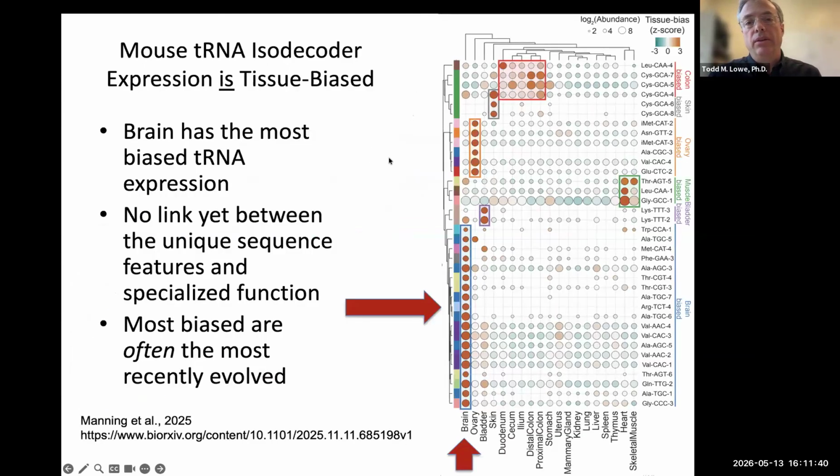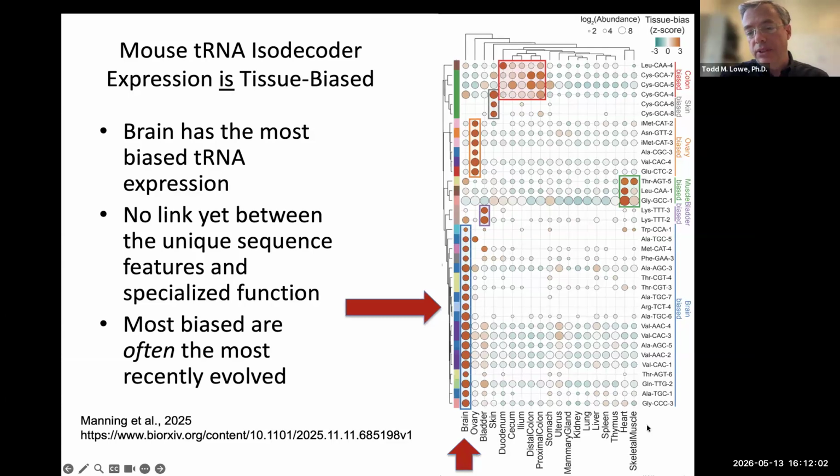But with that one, you can then start to say, well, are there other tRNAs that are tissue biased or tissue specific? And this is data from a paper that we have submitted to bioRxiv and that is in the process of being submitted to a journal. It is a tissue atlas across 19 different tissues for mouse.